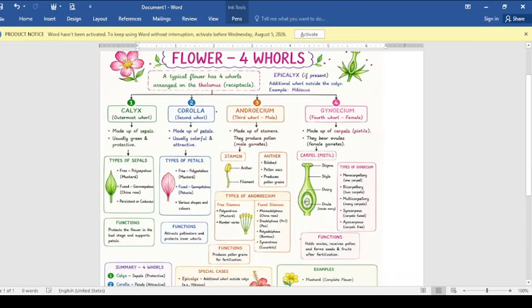First, we are starting with the stalk of the flower. Suppose I'm drawing a flower over here. This structure which will be making the stalk of the flower is basically called pedicel. A flower which has a pedicel is called pedicellate, and a flower which does not have the pedicel is called sessile.